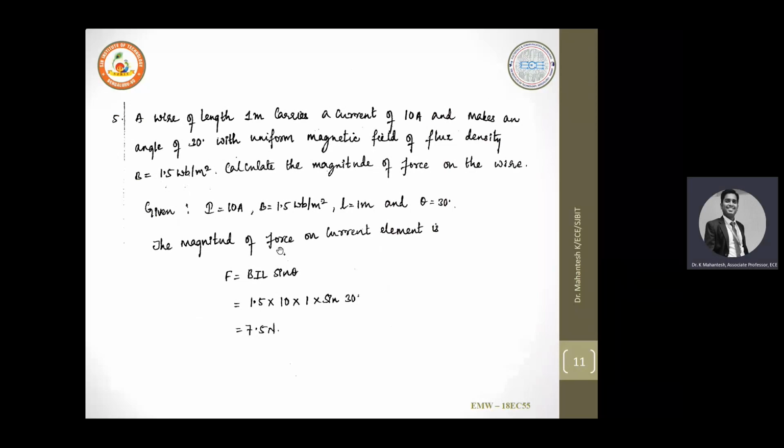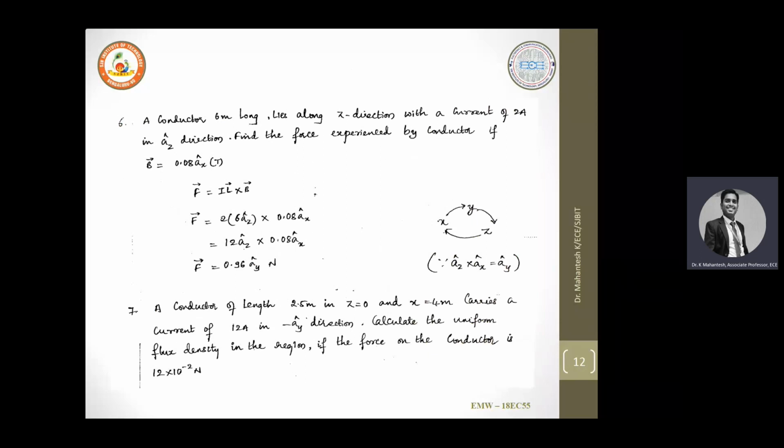Similarly, a conductor carrying current, 6 meters long, lies along the Z direction. Current is 2 amps in a_z direction. Find the force experienced by the conductor if B is equal to 0.08 a_x. We know that a_z cross a_x is equal to a_y. Therefore, F is equal to IL cross B, which can be obtained as 0.96 a_y newtons.